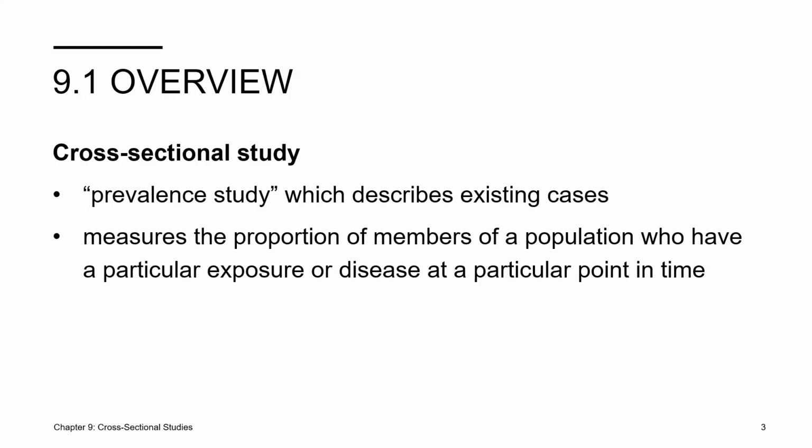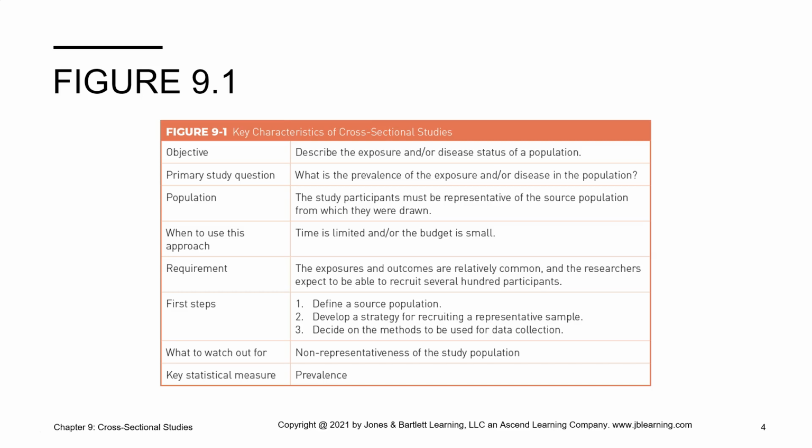Section 9.1 Overview. In this section, Jacobsen provides a definition of a cross-sectional study. A cross-sectional study is also considered a prevalence study, which describes existing cases. It measures the proportion of members of a population who have a particular exposure or disease at a particular point in time. Figure 9.1 covers key characteristics of cross-sectional studies.